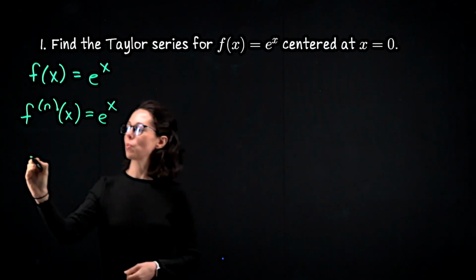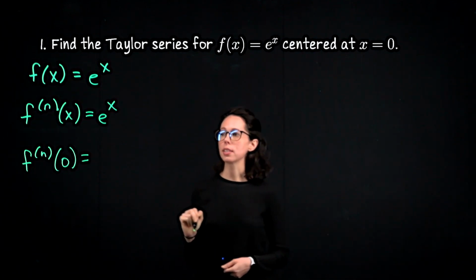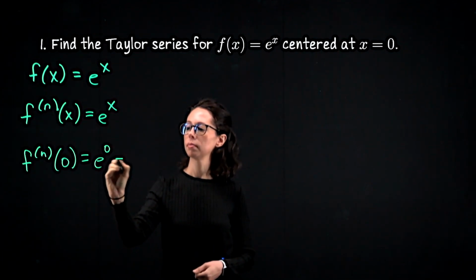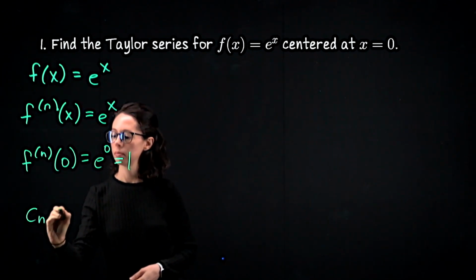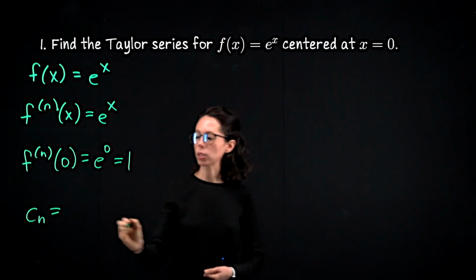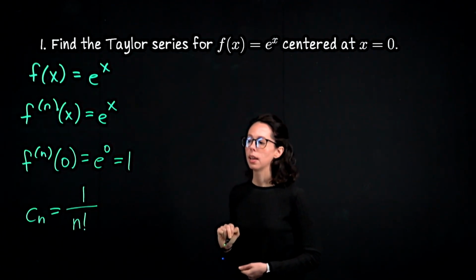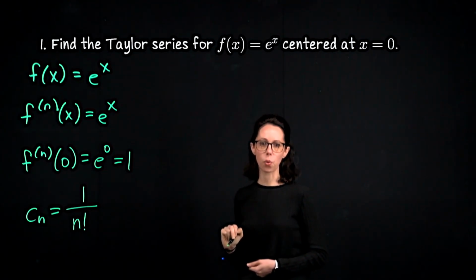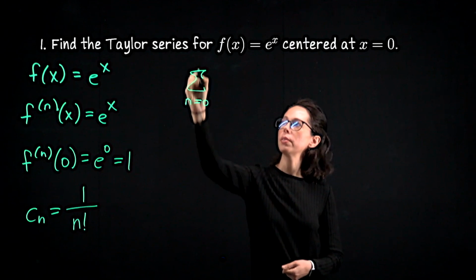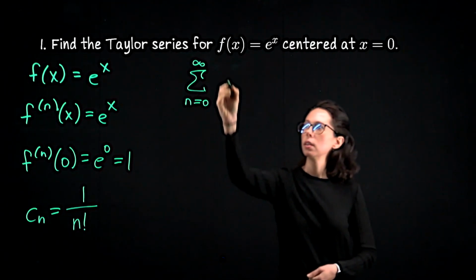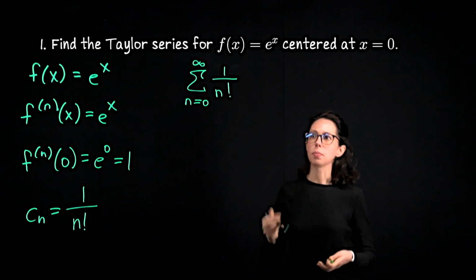That means that when I plug in the center to get the numerator for the Taylor coefficients, it's going to be e to the 0, which is 1. So the Taylor coefficients, c sub n, are this divided by n factorial. So they are 1 over n factorial. Let's write down now the Taylor series for e to the x. It's going to be the sum from n equals 0 to infinity, this coefficient, 1 over n factorial, times x minus 0 to the n, but that's just x to the n.